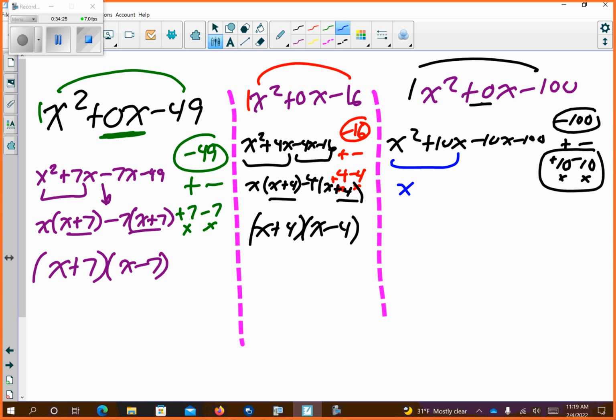Factor out an x, so I get x plus 10. Factor out that negative 10. So it's negative 10, and I get x plus 10. So those are the same. So I get x plus 10. What do I have left? X minus 10.